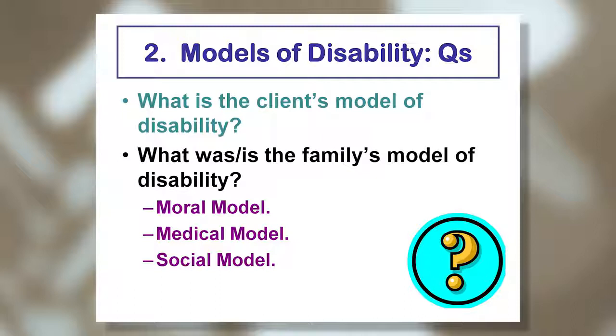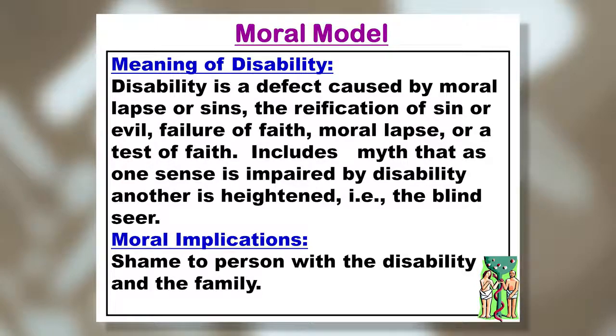And I'm going to be talking about 3 predominant models of disability: the moral model, the medical model, and the social model. So in the moral model, the meaning of disability is that disability is a defect caused by moral lapses or sins. It's denoting something underlying in the character that's wrong or flawed.